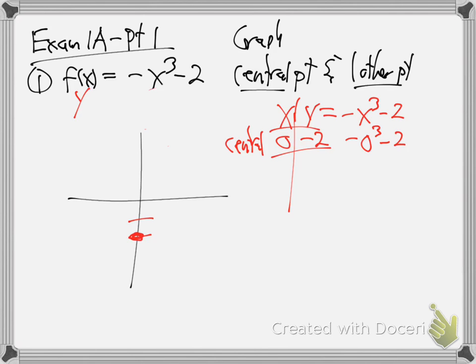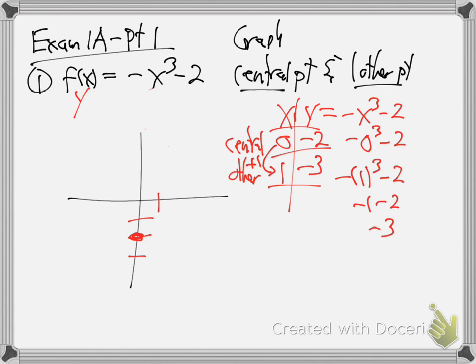Now, you need one other. How do you always find the one other point? Just add 1. Take whatever your center was and add 1. There's one case in which adding 1 won't work and you have to subtract 1 instead. But adding 1 almost always works. So add 1, plug that in. 1 cubed minus 2. What's that? Minus 1 minus 2, minus 3. Over 1 down 3. There is the other dot.